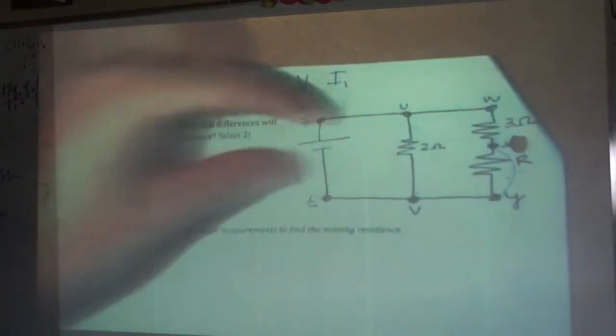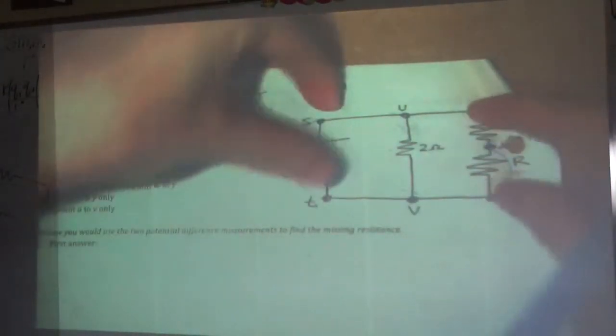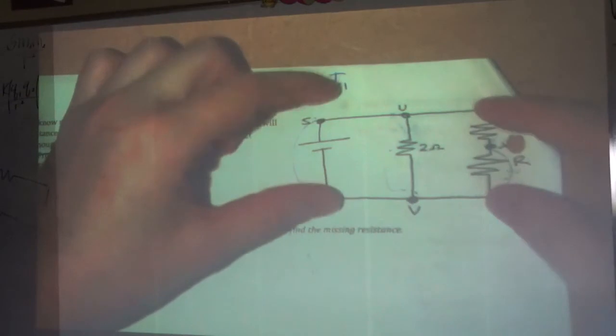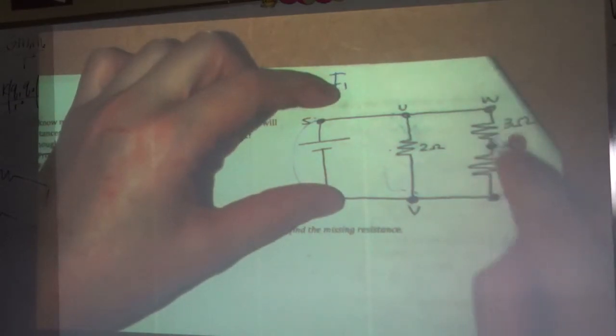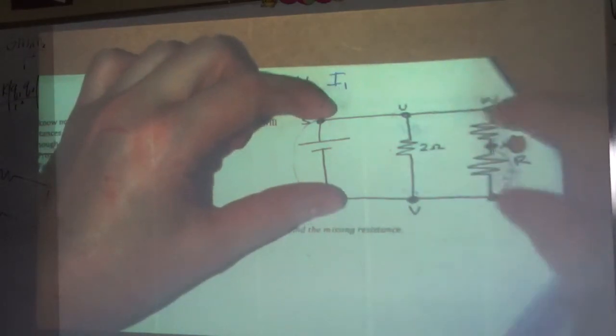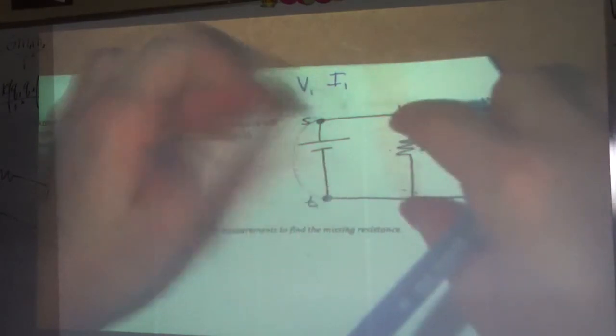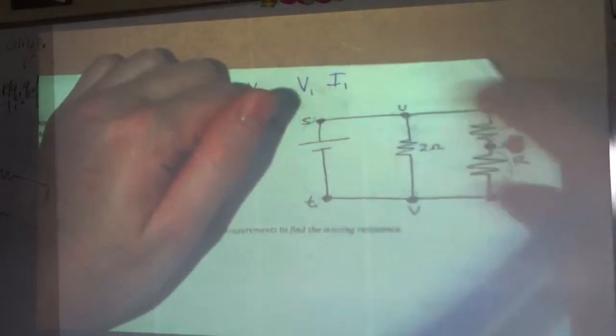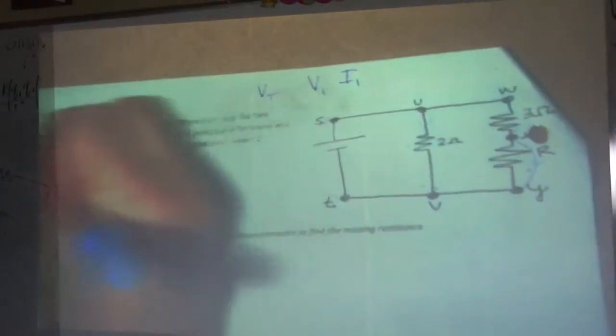Now S to T and X to Y. The reason this doesn't work is because it doesn't help me distinguish between the 3 and the R. I already know what this voltage is, right? This voltage is the UV, is the UT, so that's not going to help me at all.